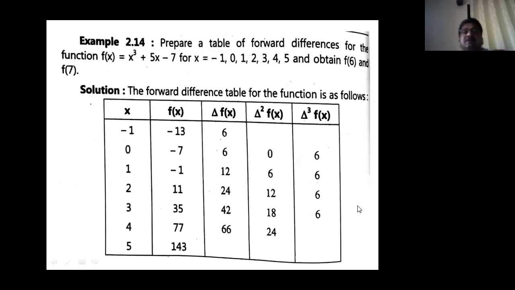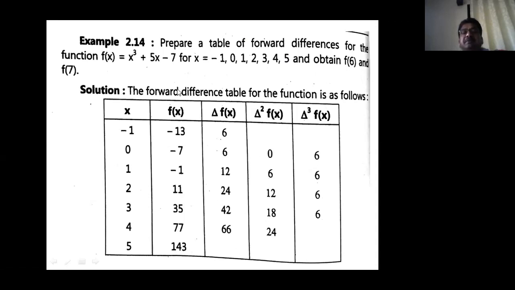Next example is to prepare the forward difference table. We are given the function x cube plus 5x minus 7, and the values of x are minus 1, 0, 1, 2, 3, 4, 5. The values of x are equidistant, and the distance is 1. The common value of h for this x is 1. And what is the question? Prepare the forward difference table and obtain f6 and f7.